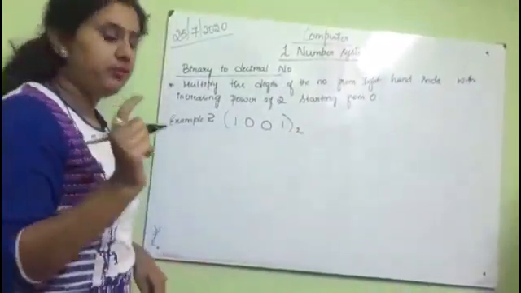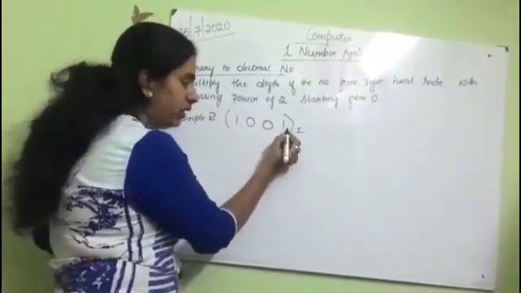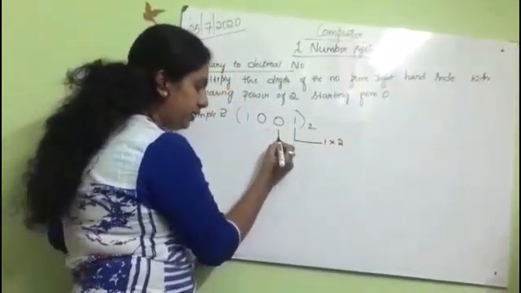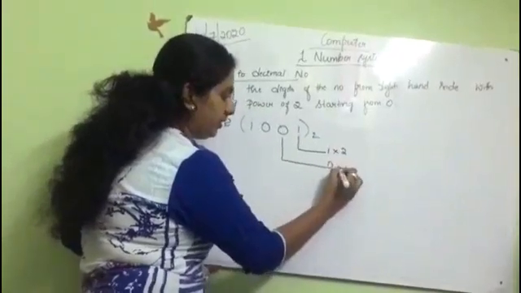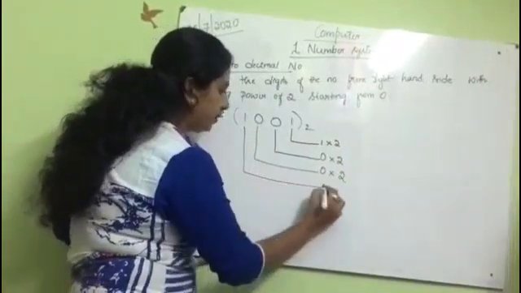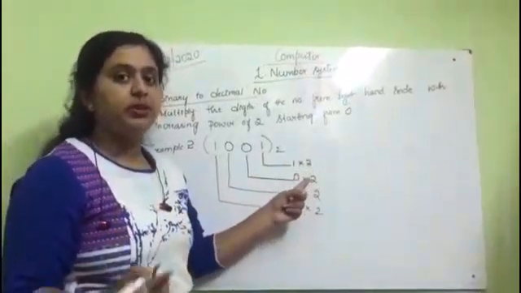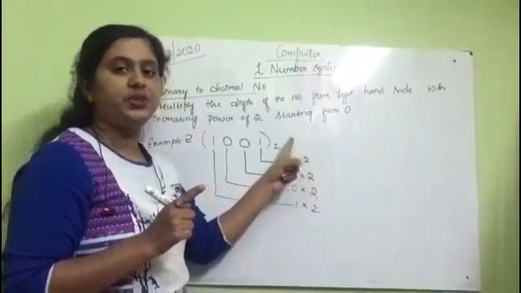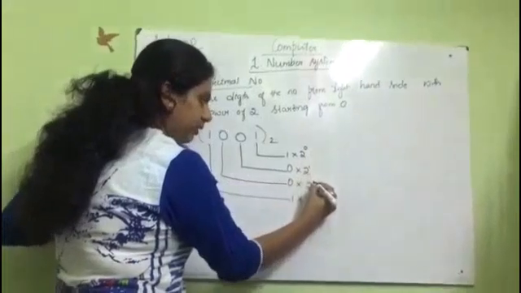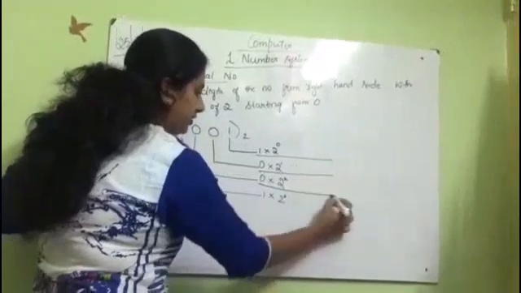As I told, what is the first step? We have to multiply each digit from the right side with 2. What is the first value here? 1. Take 1, multiply with 2. Okay. Then what is the next value? 0. 0 into 2. What is the next? 0 into 2. 1 into 2. After multiplying the given values with 2, what is the next step? We have to increase the power of 2 starting from 0. For the first number, you give it as 0, then 1, then 2, then 3. Okay. Just draw lines like this so it will be easy.